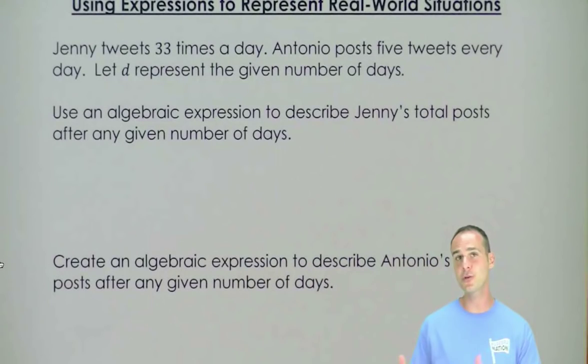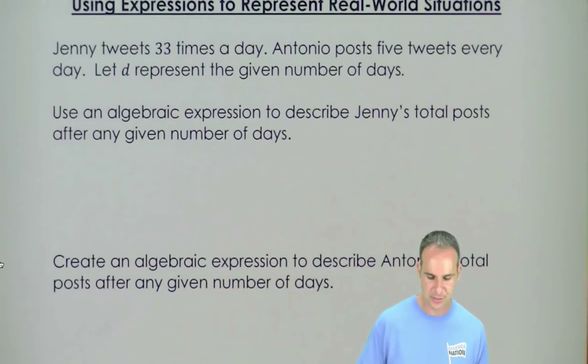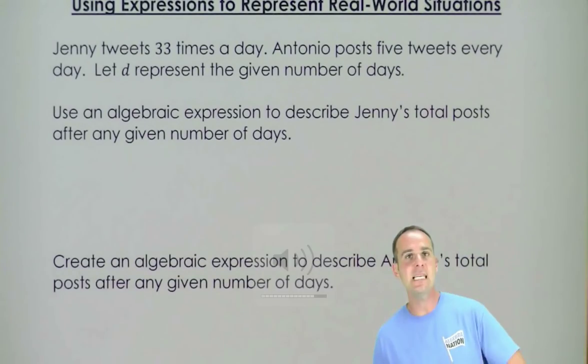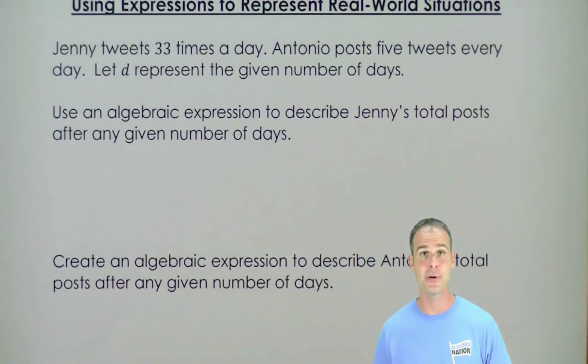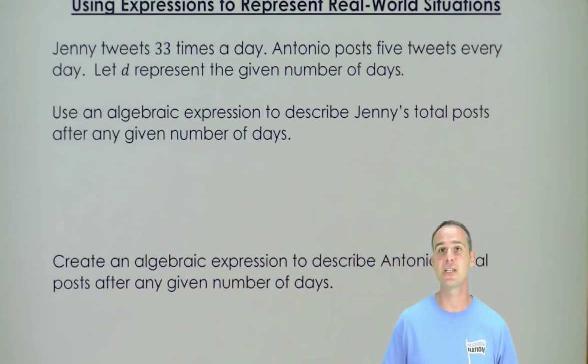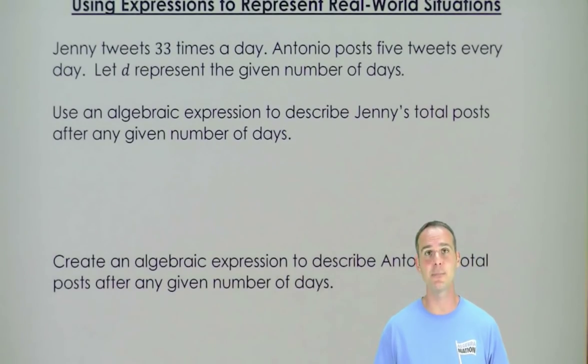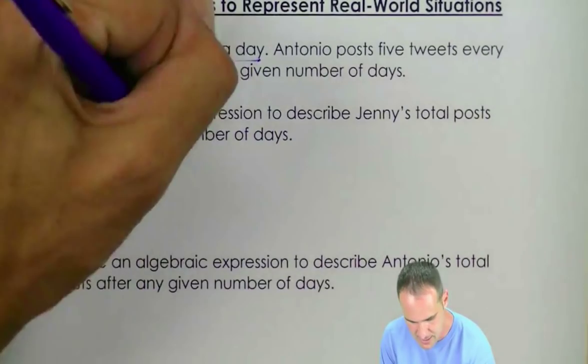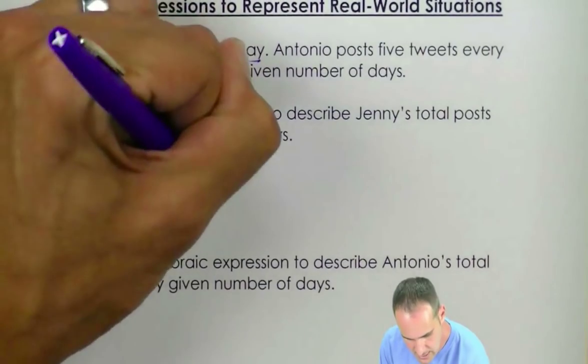Here we're going to be talking about expressions, and we're going to be using expressions to represent real-world situations. So Jenny tweets 33 times a day, Antonio posts 5 tweets every day, and D will represent the given number of days. So we're going to use an algebraic expression to describe Jenny's total posts after any given number of days. Okay, so if she tweets 33 times a day, that would be 33 times D for the number of days.